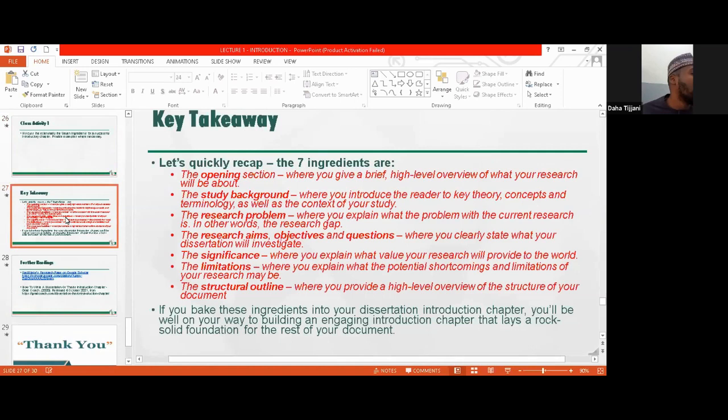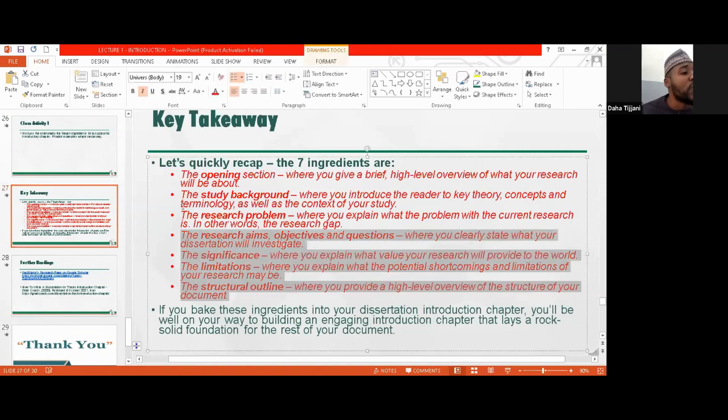The key takeaway from today's class is just to recap the 7 ingredients. These 7 ingredients are what you're going to do for your discussion forum. However, I would not want you to just copy and paste, but you've seen briefly what you have baked or cooked here in the introduction. If you bake these ingredients into your dissertation introduction chapter, you will be well on your way to building an engaging introduction chapter that lays a rock solid foundation for the rest of your document.